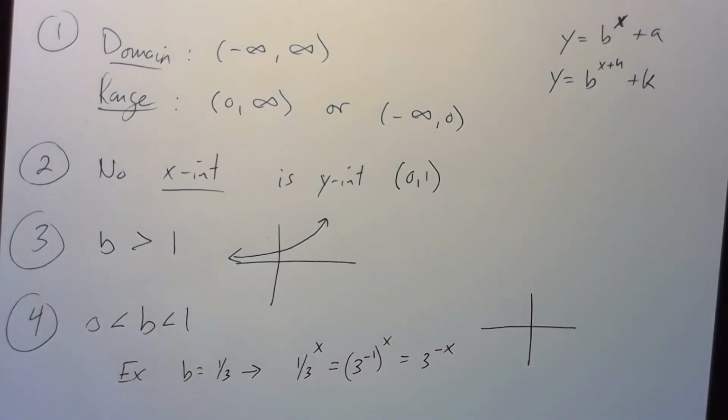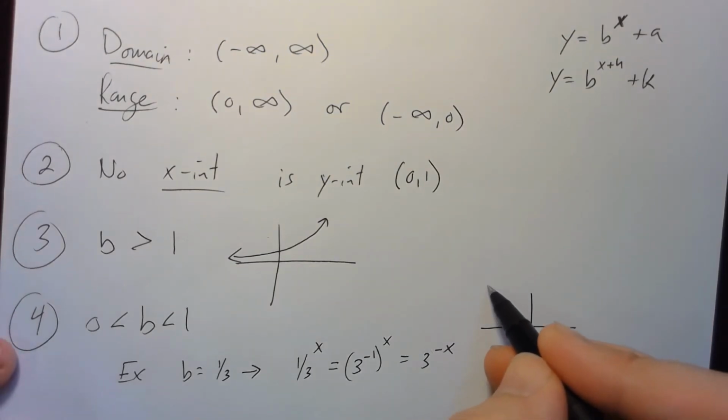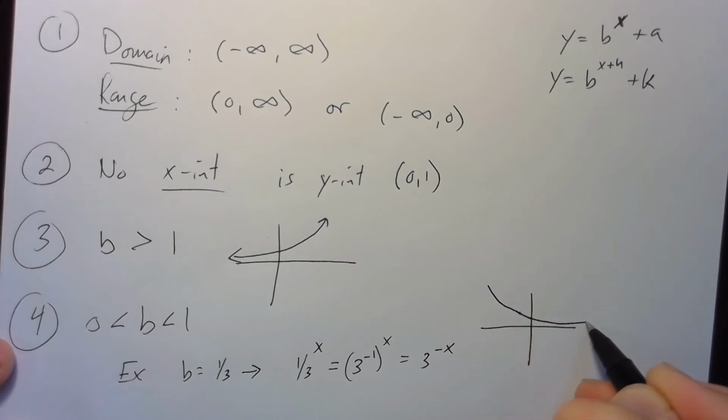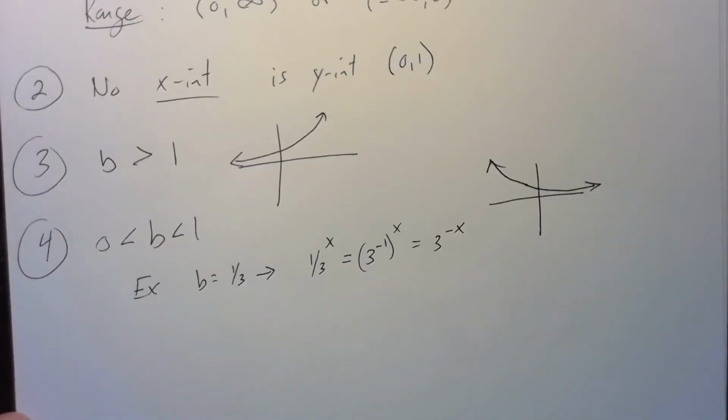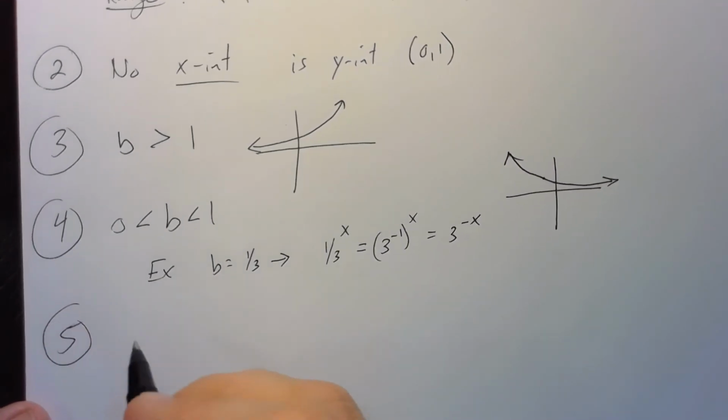Again, if there's a negative on the inside of the graph, it flips it in a very specific way. Just like a negative on the outside of the graph will flip it vertically, a negative on the inside of the graph will flip it horizontally. So this graph will come down from the negative side and taper off on the positive side, very much like that. Number 5 is b to the x.